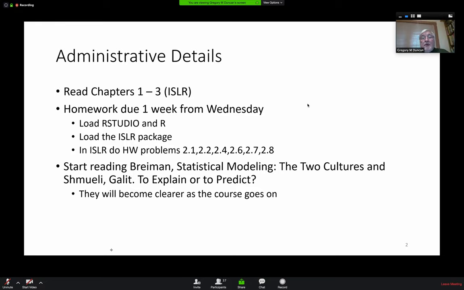And start reading the two papers: by Leo Breiman called Statistical Modeling: The Two Cultures, and the paper by Galit Shmueli called To Explain or To Predict. These will become clearer as the course goes on. But basically, Breiman was somebody who came out 20 years ago and said, look, we don't need these guarantees. We don't need consistency, asymptotic normality. We don't need to do z-tests, t-tests, F-tests. All we need to know is if I have a model and you have a model, and let's say yours is the best model on paper. If I beat you when I do things out of sample every single time, then I don't care if you have the best on paper because I always beat you.